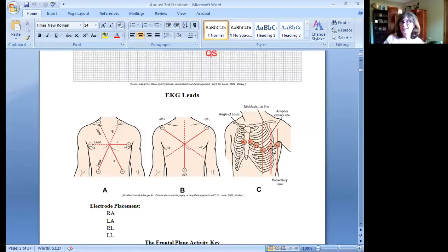Somebody had asked me via email last week, hey, Ms. Garrettson, are we going to look at 12-lead EKGs? We will, but we're going to look at that when we get to perfusion 2. This content is under perfusion 1. Perfusion 1, we're going to look at dysrhythmias. Perfusion 2, we'll look at acute coronary syndrome, heart attacks, my favorite. And then Dr. Udo is going to address perfusion 3, which is hemodynamics and shock.